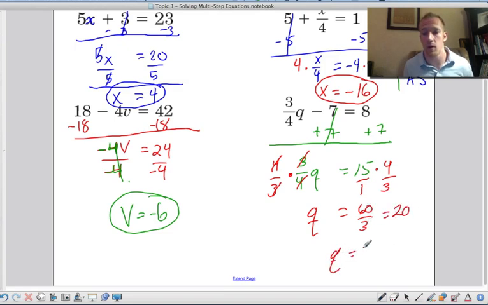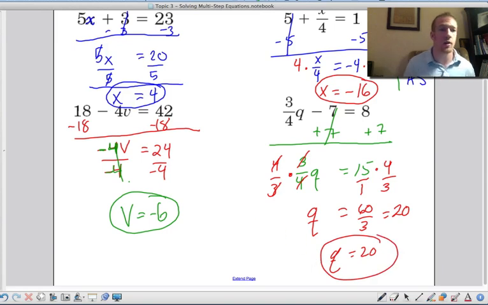So q equals 20. Alright, let's see a few more examples that have a little bit more going on with them.